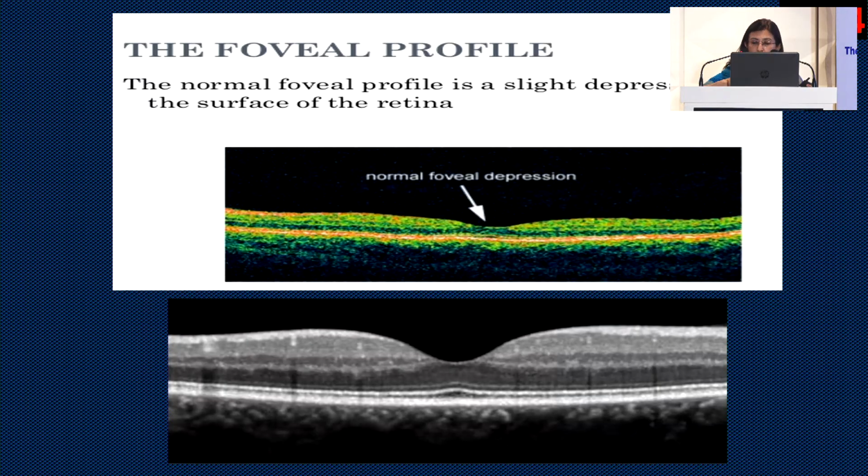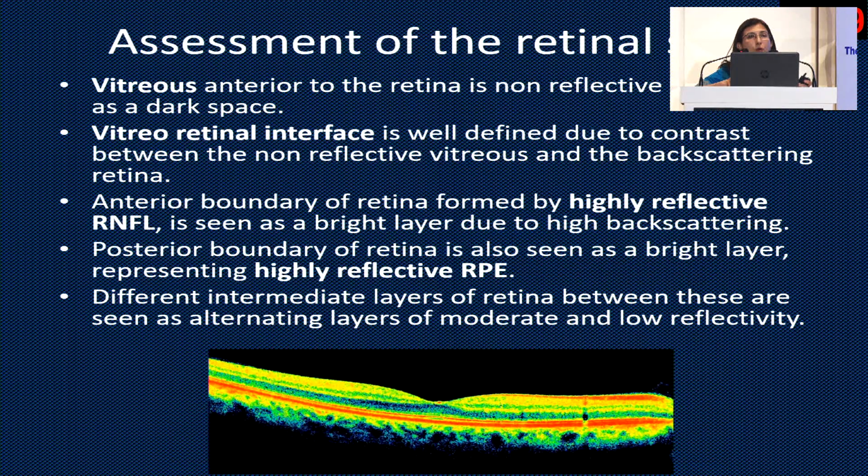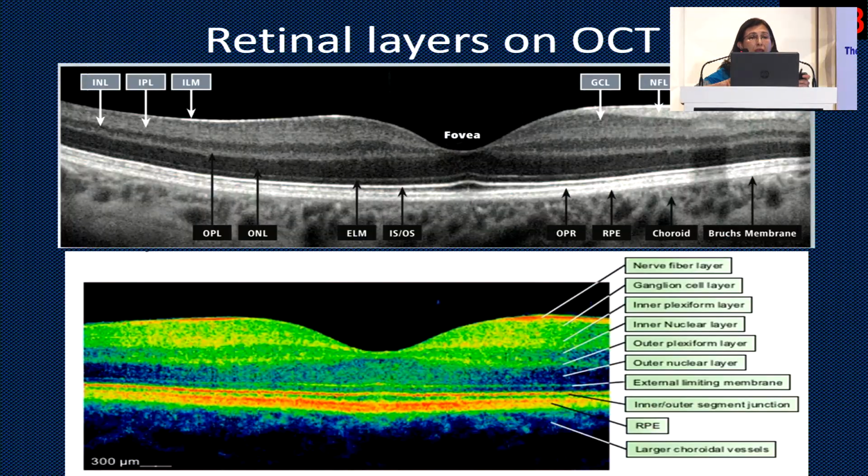This is the normal OCT macula where there's a central foveal depression. We are able to see all the layers very clearly because the anterior RNFL layer and the posterior RPE layer are very highly reflective, and the other layers in between are of medium or low reflectivity. Each and every layer you can see here is very easily seen.